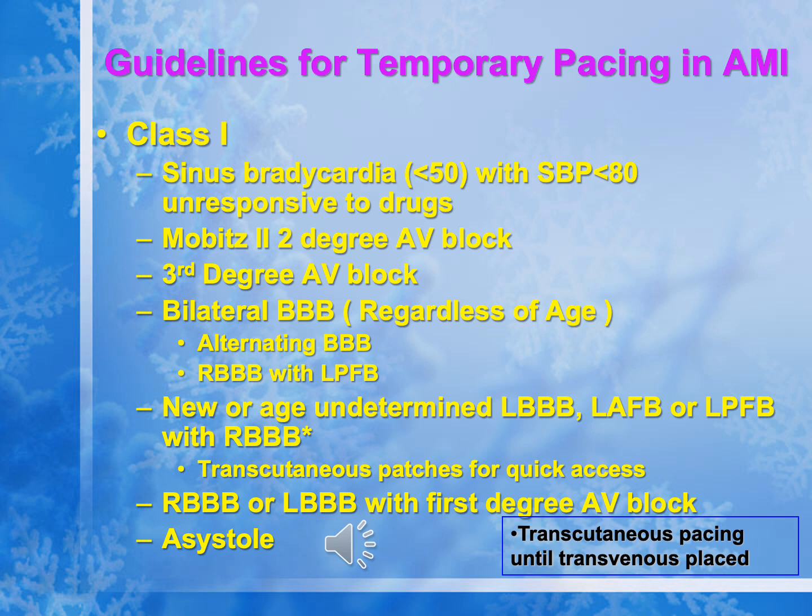by alternating bundle branch block, right and left, or right bundle branch block with left posterior fascicular block. Any new or age undetermined left bundle branch block, left anterior fascicular block, or left posterior fascicular block with right bundle branch block also are indications for temporary pacing and possibly later determination for permanent pacing.